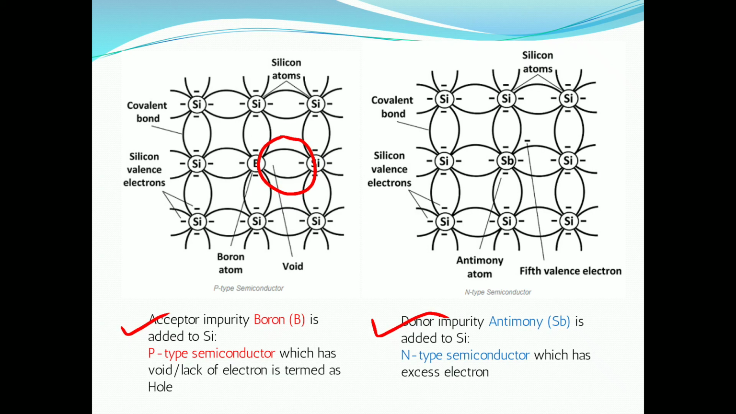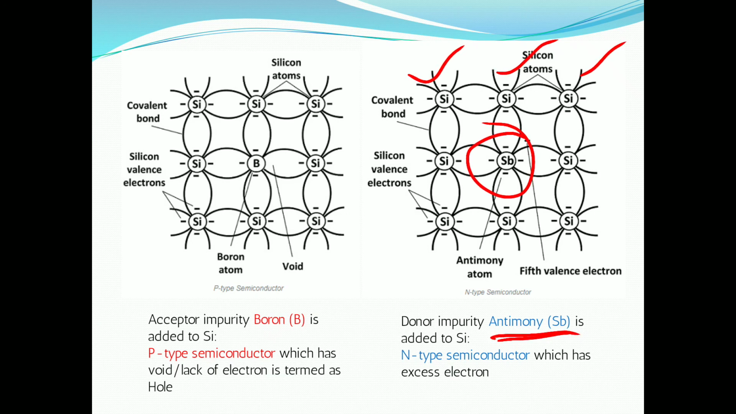And now we are going to see the donor impurity. Let us take an example of antimony. Similarly to the silicon, if we add an antimony atom, antimony is a pentavalent impurity atom which has 5 electrons in its outermost shell. So these 4 and this extra.